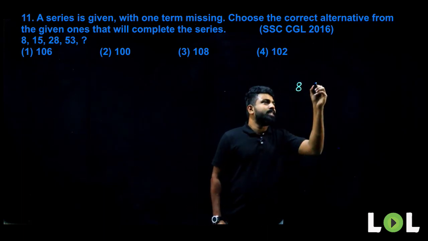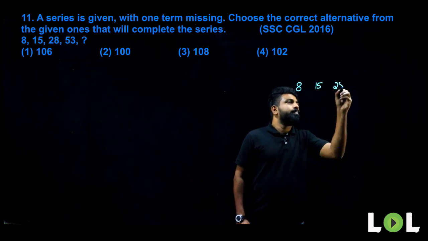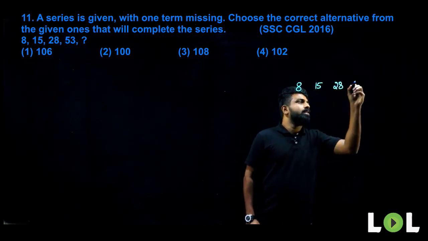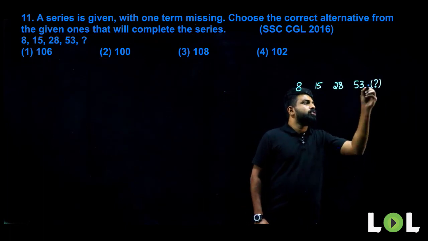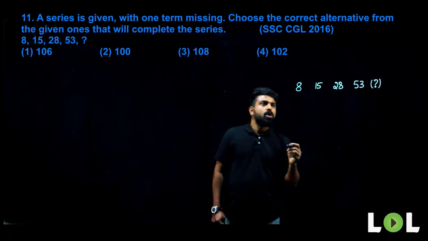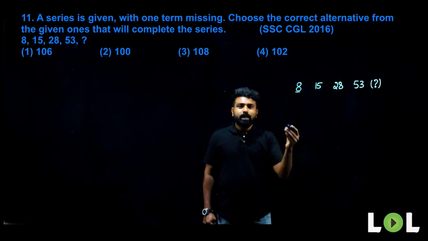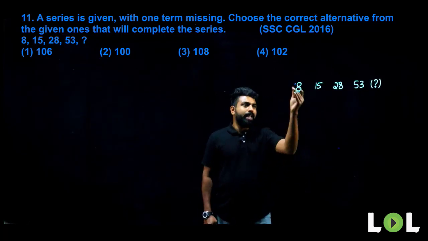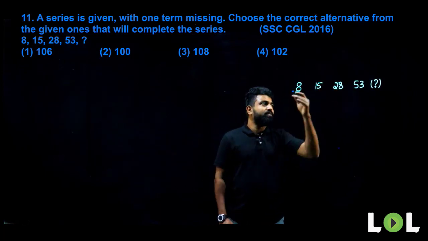The next term in the series is 15. And then there is 28. And then there is 53. And a question mark. So that is my missing term. Look at my first term here. So how do we generally solve these kind of problems? We take the first term and the last term. Take the difference between the two. Check if the difference is large or small.